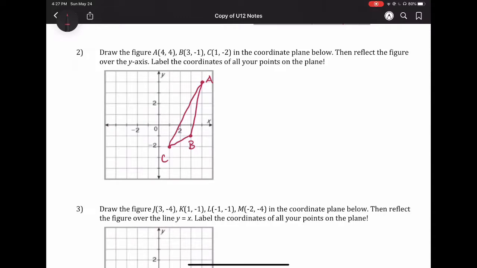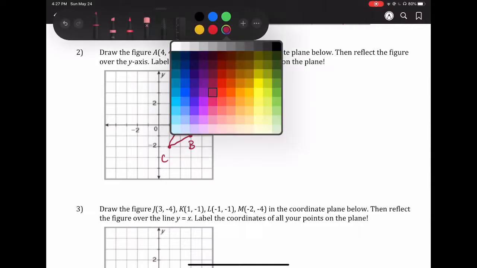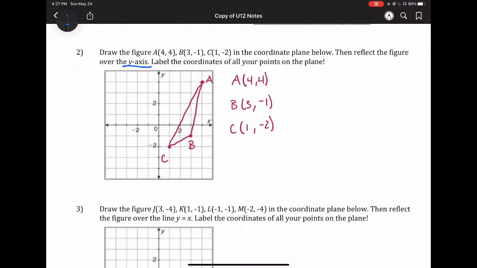If I'm flipping over the y-axis, let's go ahead and write down those coordinate points to the side here so that we have some space to show our work. So I have B at 3, negative 1, C at 1, negative 2. In this situation, it says that we are flipping over the y-axis, so that means that we are having a negative x and we are keeping the same y.